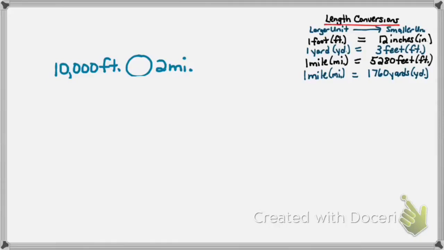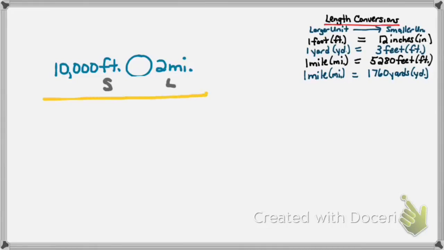So if 10,000 feet compares to 2 miles, I'm going to notice that feet is my smaller unit and miles is my larger unit. And again, if I can change this in any way I want, it's better for me to change it large to small because then I will be able to multiply. So I am going to do that conversion.